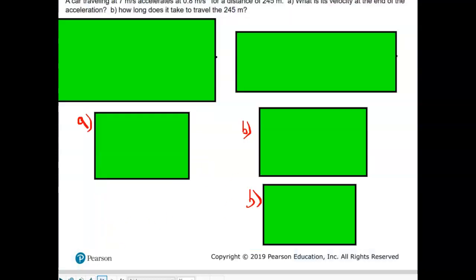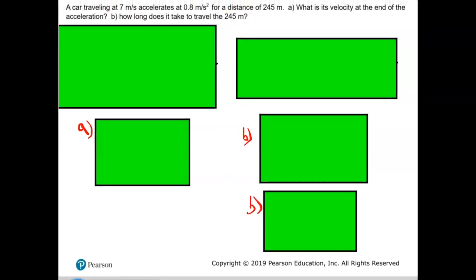All right. Last one here, I've already worked out a little bit, so let me see if I can incorporate that. It says a car traveling at 7 meters per second accelerates at 0.8 meters per second squared for a distance of 245 meters. We want to know what's the velocity at the end of the acceleration, and then how long does it take to travel the 245 meters.